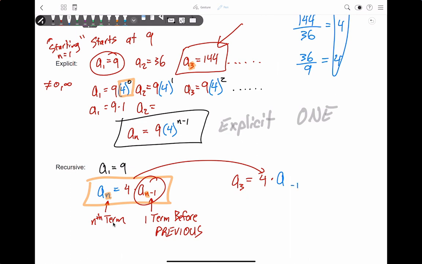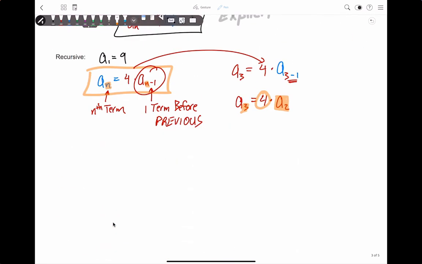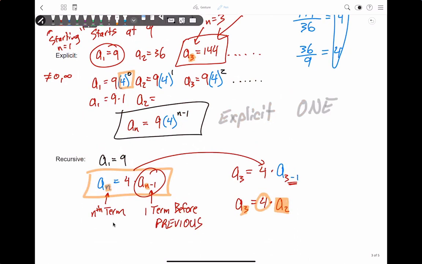And n, all the while, that I established here was 3, which makes sense because 3 minus 1 is 2. So here we go. It's saying that the third term will come from the previous term, a sub 2, multiplied with our jump of 4. That pattern multiplication that we found up here of multiplying by 4. That's how the recursive formula works. You do need 2 equations. You need this initial value and this one in order to establish that.